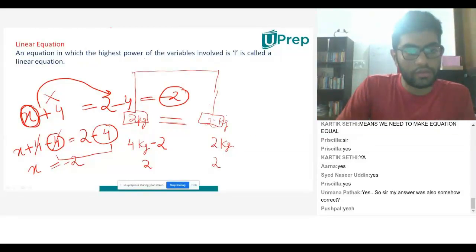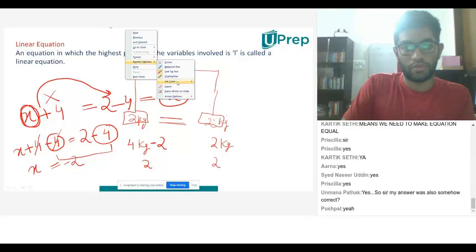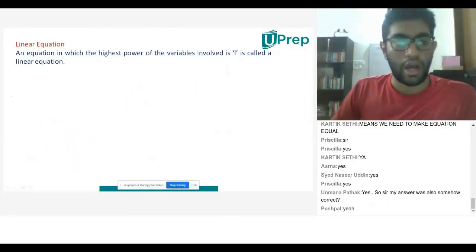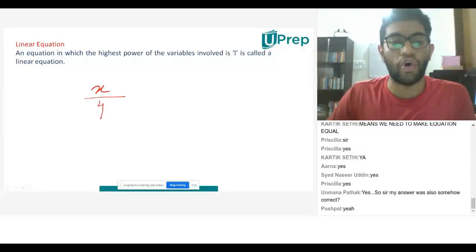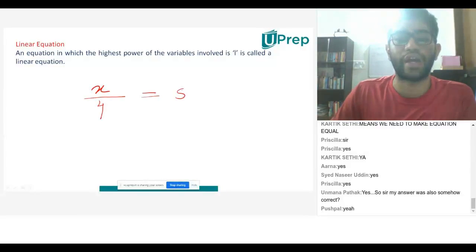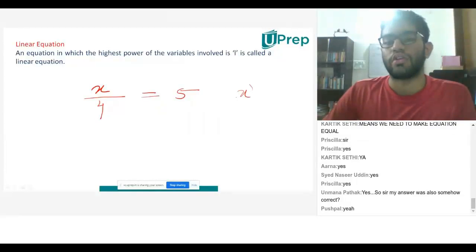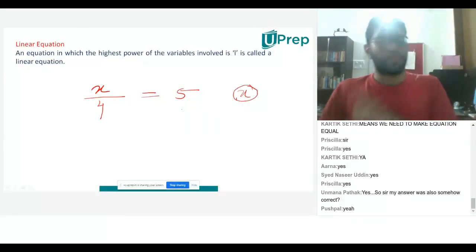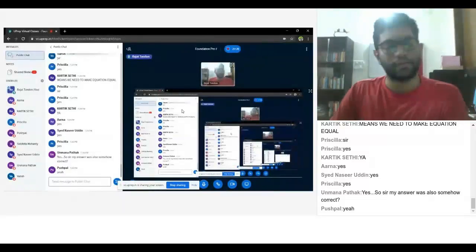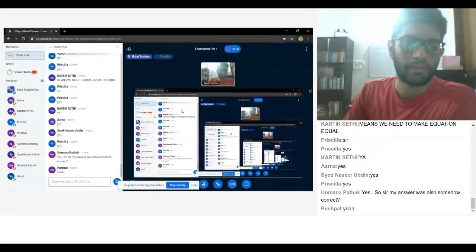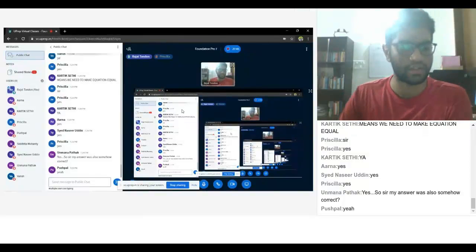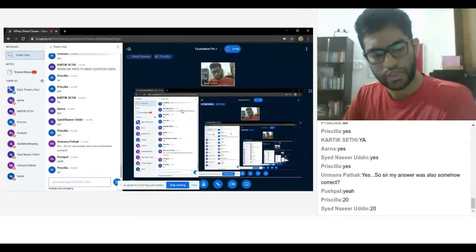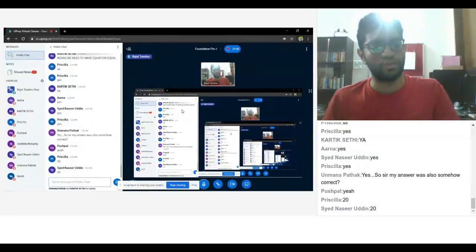Let me erase this. Now, if I say x divided by 4 is equal to 5, what are the answers that I'm getting? This is a very easy equation. Just type in the answer in 5 seconds. 20, 20, 20.